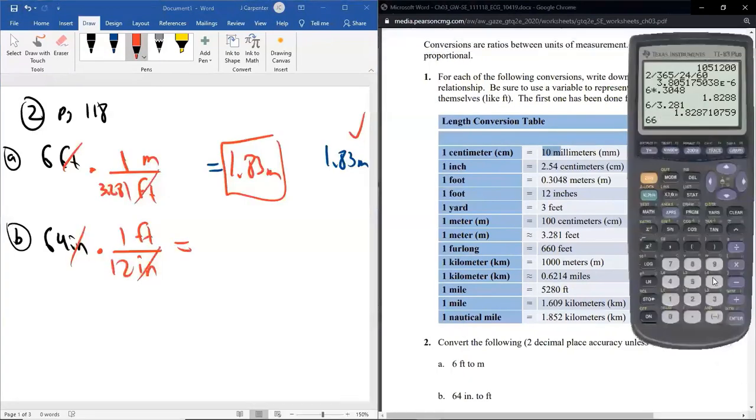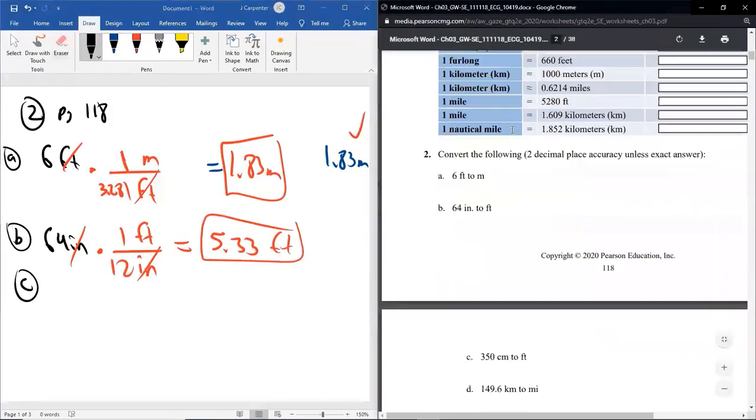64 divided by 12. It's like 5.3 bar, I think. Yep. So 5.33333 or 5.33. What are our units? Feet didn't cancel, so they're in feet. There we go.